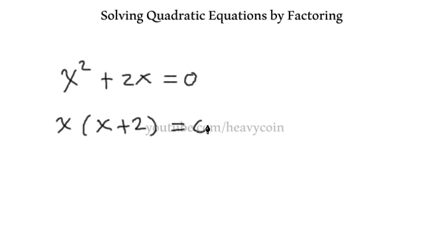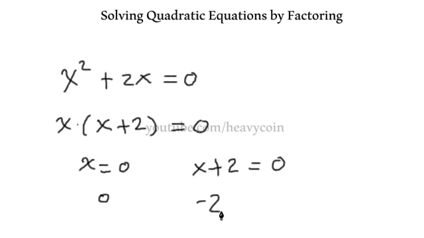Well, guess what? We're pretty much done now. Now what we want to do is set each factor equal to 0, x equal to 0 and x plus 2 equal to 0. Obviously one solution is 0, right? If x is 0, then both sides are equal. And negative 2, because if I were to put negative 2 in, negative 2 plus 2 is 0. So our solutions to this equation are 0 and negative 2.